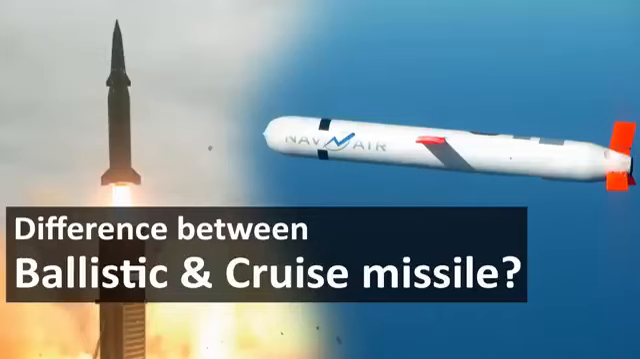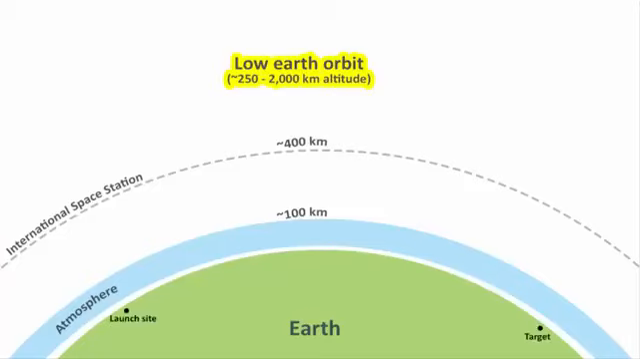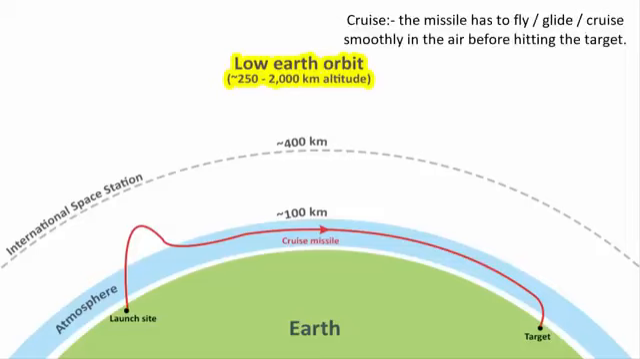In this video, we will quickly understand the difference between a ballistic missile and a cruise missile. The difference is very simple. Cruise missiles fly in an almost straight line and at lower altitudes. Look at the word cruise. It means the missile has to cruise, or fly smoothly in the air, before hitting the target.